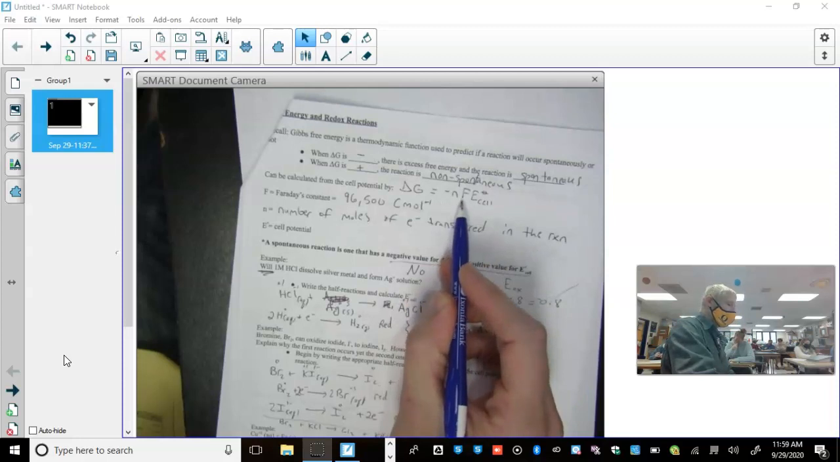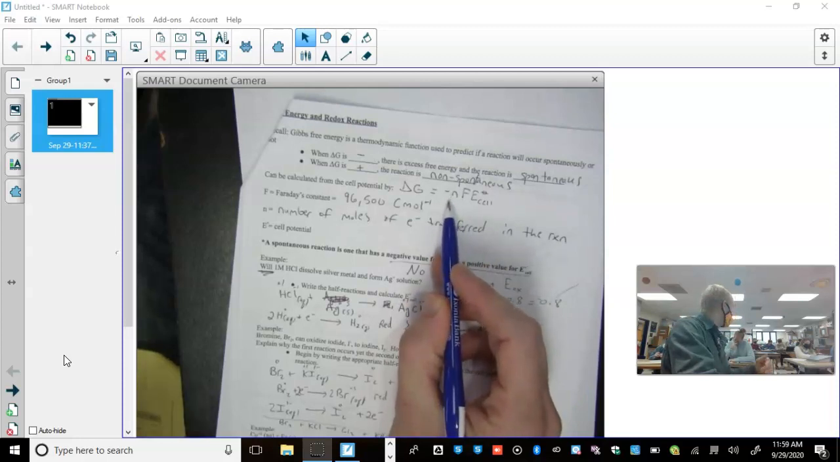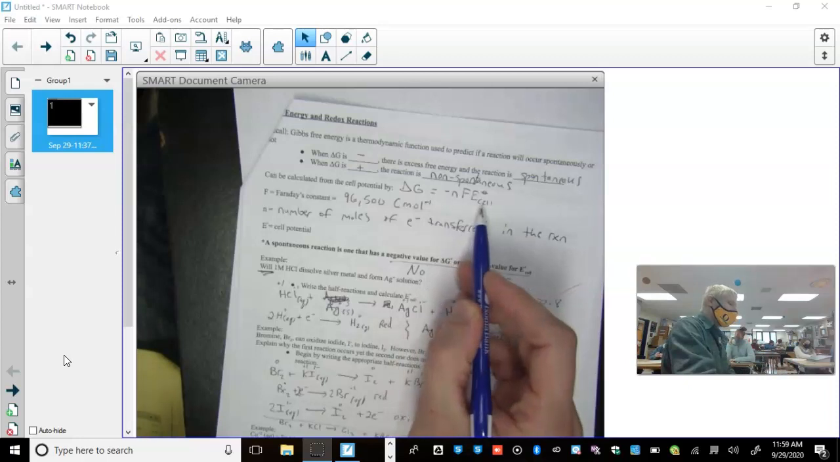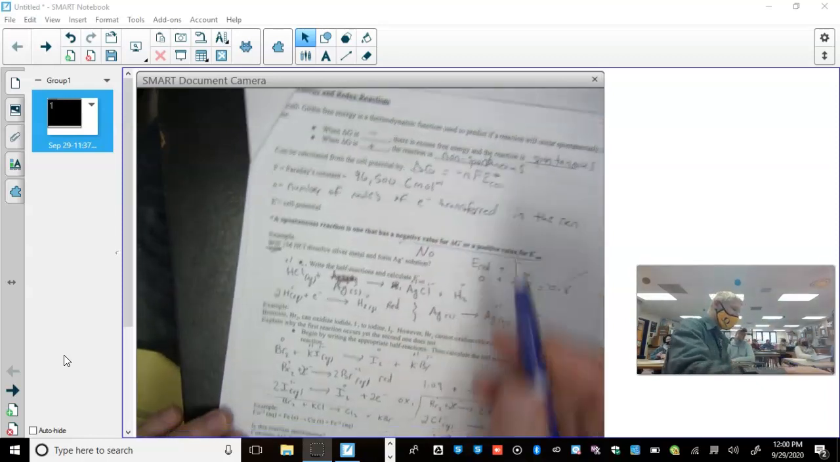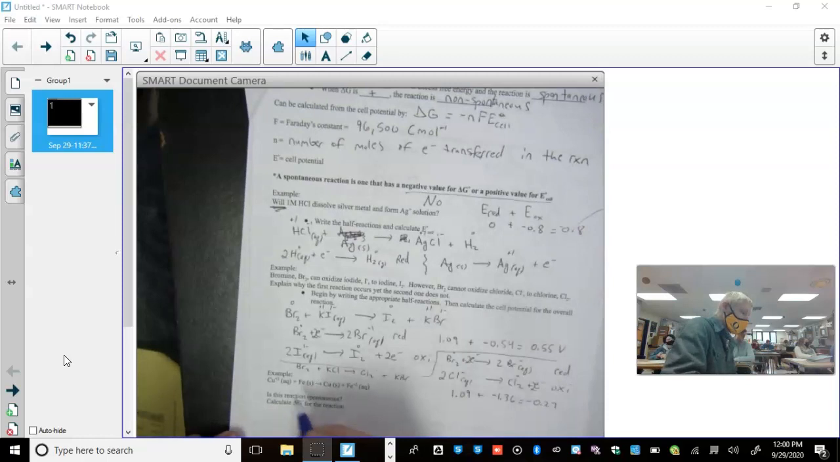We got Faraday's constant, that's fine. Moles is the coefficient in front of the number of electrons. E cell, we got to find E cell, so we got to do those half equations. It's like a little pyramid that we're building. And in order to get to the top, delta G, we got to do all the bottom stuff. All right. Nice, our equation is written.